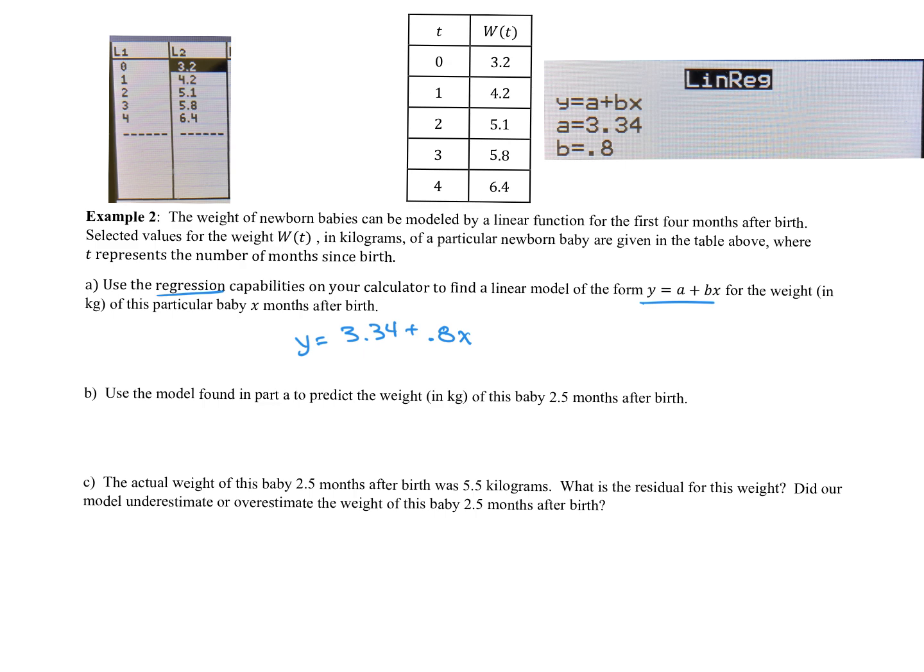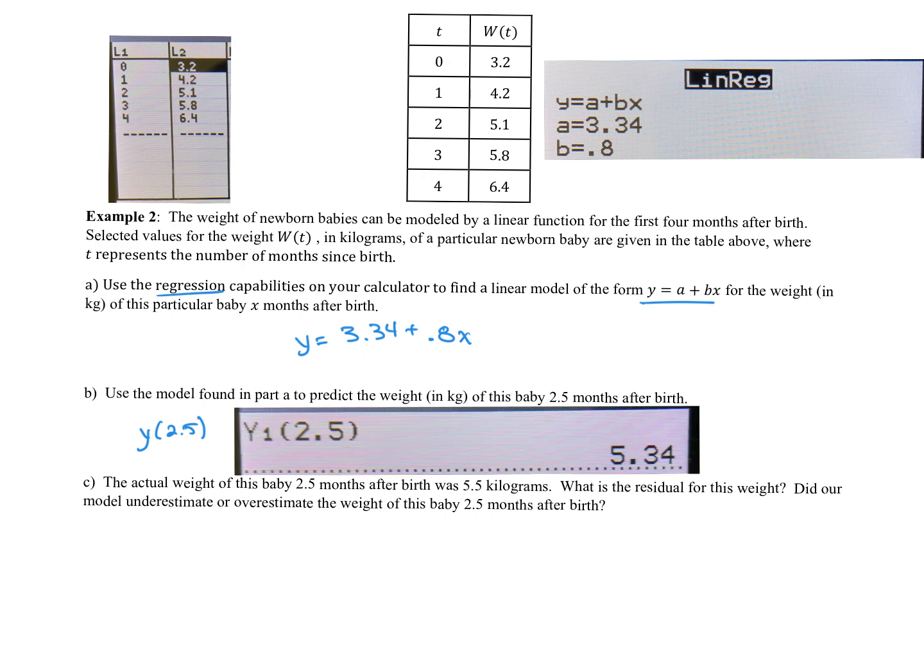Use the model found in part A to predict the weight in kilograms of this baby 2.5 months after birth. All right. And so now what are we going to do? We're going to substitute in 2.5. And so now we're going to find y of 2.5. All right. And so then on our calculator, we can just do what? Alpha trace and then parentheses 2.5. And so on that one, we get 5.34 kilograms after 2.5 months.